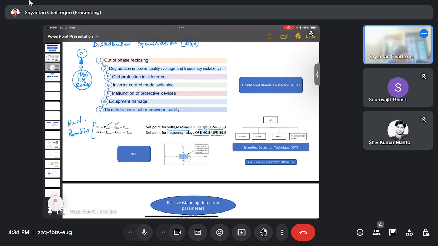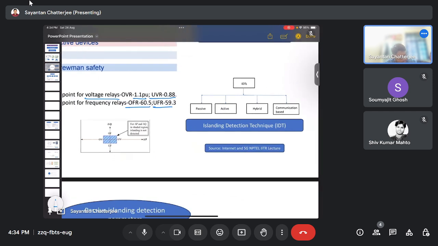Okay, so now we have various standards, like the IEEE 1547 standard for this islanding detection, and based on this standard, systems or equipment need to be designed. These are the islanding detection techniques. They can be passive, active, hybrid, or communication based. So these are the types of islanding detection techniques.